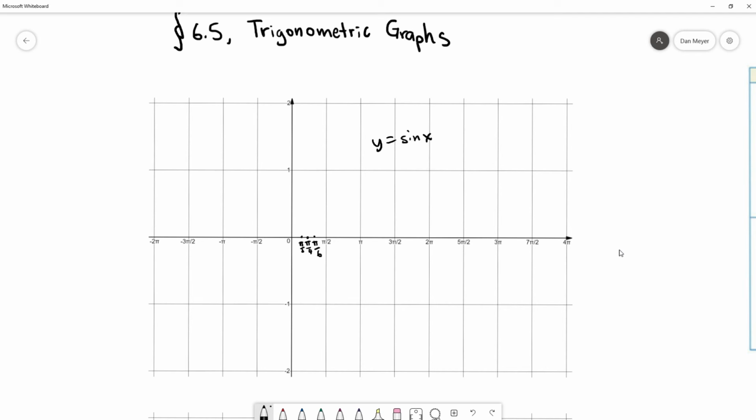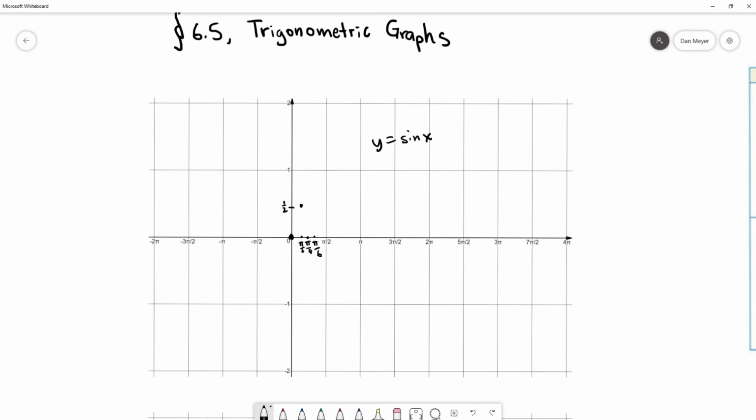And let's see, sine of 0 is 0, so we can plot that point. Sine of pi over 6 is 1/2. That's a little bit lower than 1/2. Sine of pi over 4 is root 2 over 2.